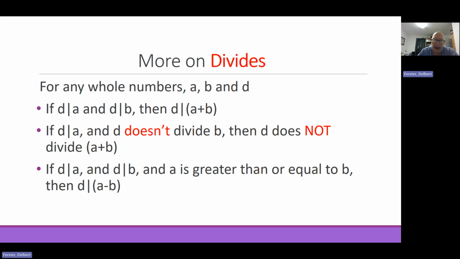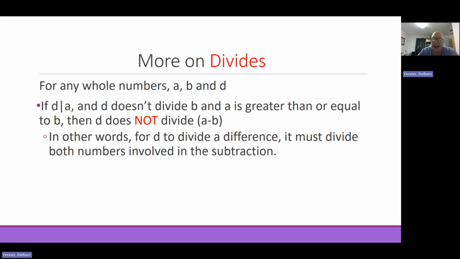We're going to say if D divides A and D divides B, then D will divide the sum of A plus B. If D divides A, but it doesn't divide B, then it won't divide the sum of A plus B. If D divides A and D divides B, and A is greater than or equal to B, then D will divide the difference of A and B. If we were going to contemplate negative numbers, and we haven't really done that in this course, that would take the restriction away for A having to be greater than or equal to B. The only reason that restriction's in there is so that we don't have negative numbers infringing on our pieces of arithmetic. Okay, so again, some rules on divides.